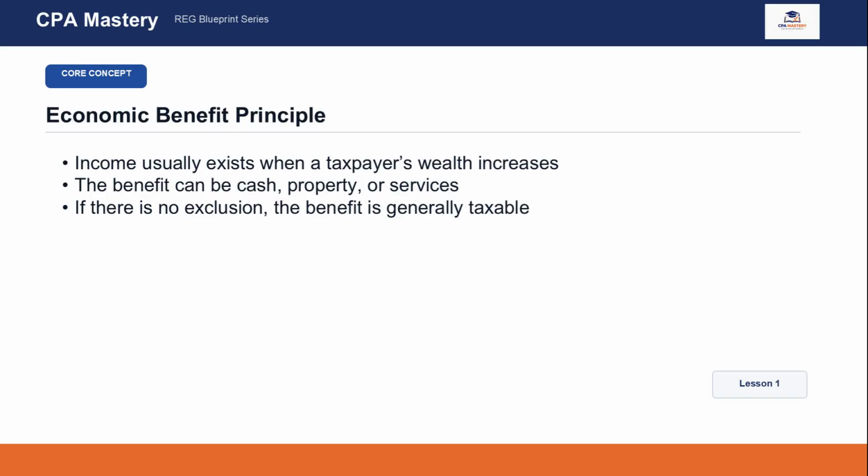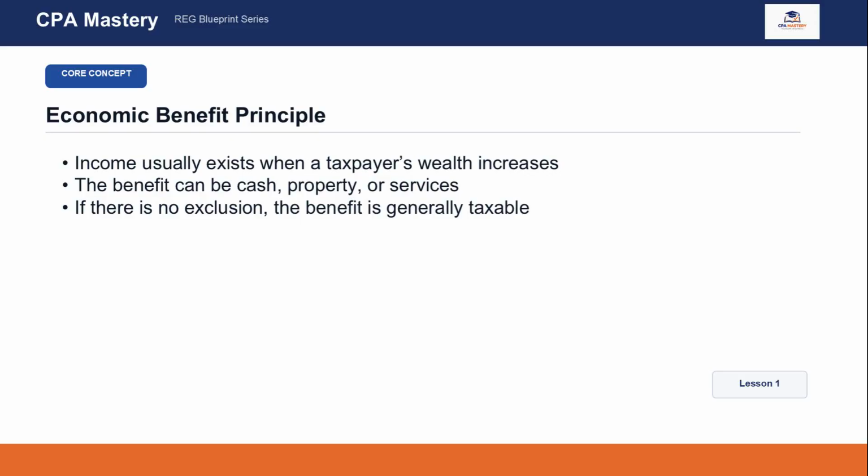A very practical way to think about income is the economic benefit principle. If a taxpayer receives something that clearly increases their wealth, the IRS generally treats that as income. Most students think of income as cash, but that is only part of the story. A taxpayer might receive property instead of money. They might receive services instead of cash. They might even have a debt forgiven.